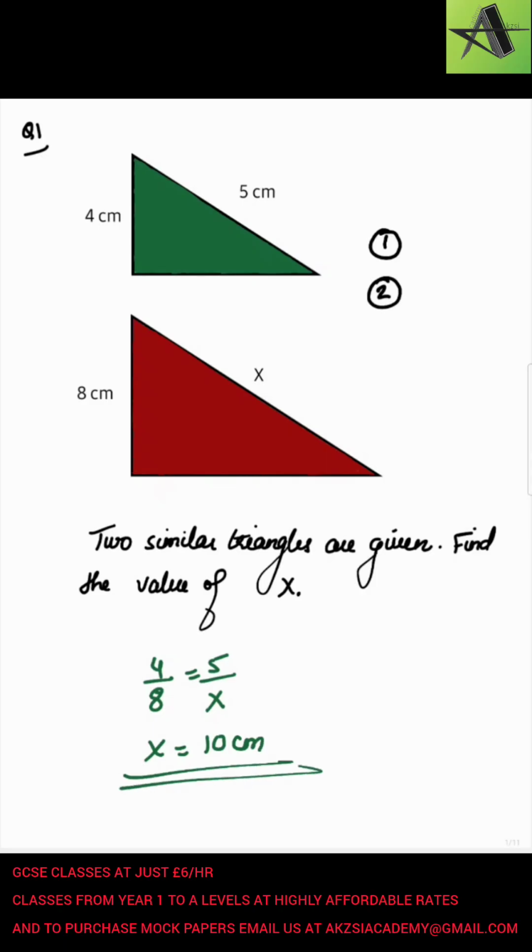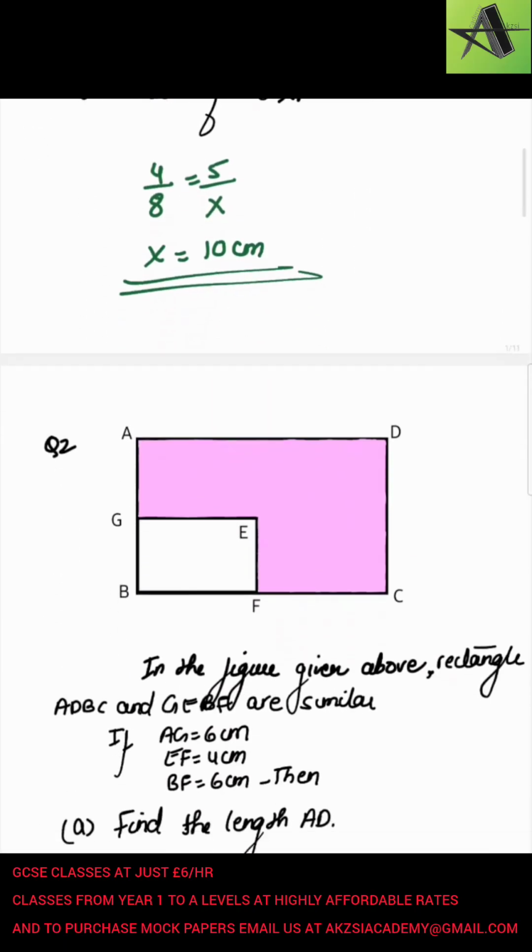And this is very obvious. We can see that one side is 4, another is 8. That means the red is twice the green, so every length will be twice. So if 5 is the length of the green, red will be twice of it, which is 10 centimeters. Moving on to the next question.